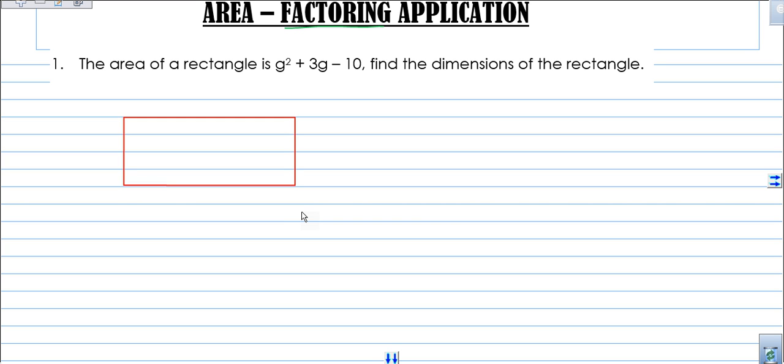Welcome, this is the Area Factoring Application Worksheet. We'll be going through this question by question, and I may break it up into several videos.